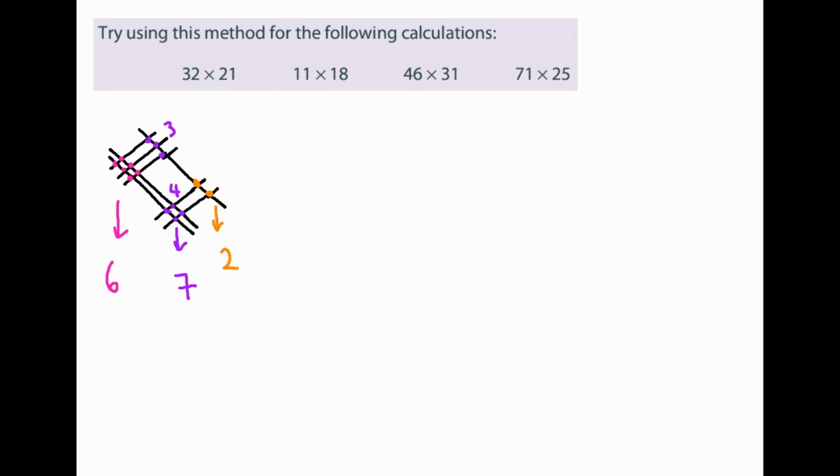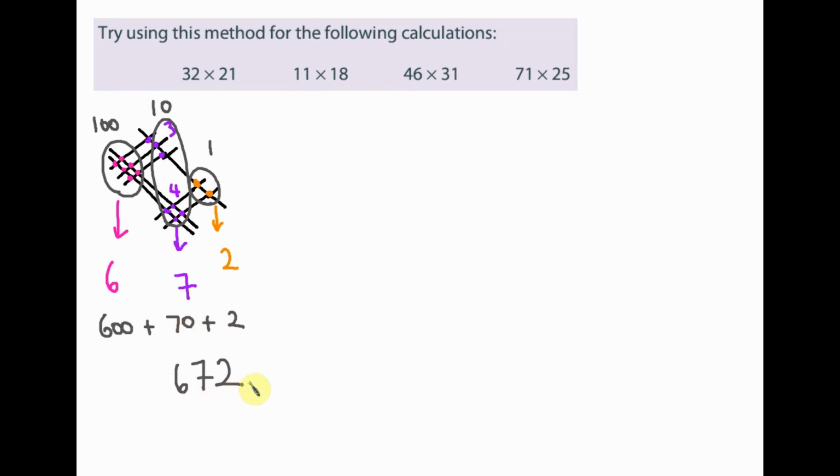So remember that this is your hundreds, this is your tens, and this is your ones. When you write it, you will be writing 2 comes first, and then 7, and then 6. So this answer is 672. You can double check using your calculator, see if you still get 672. Another way was 600 plus your 70 plus 2, which is 672.